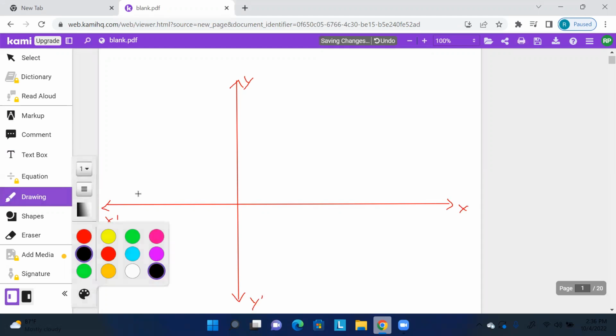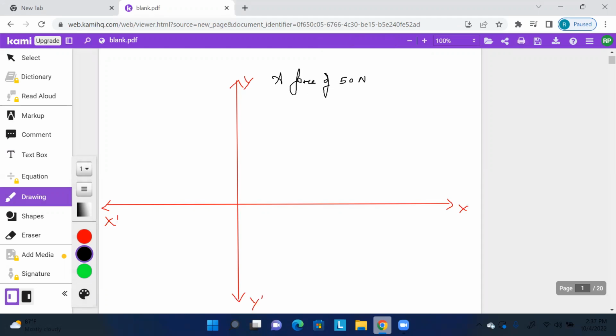Now, let us assume a force with a statement like: a force of 50 Newton acting at an angle of 30° with the horizontal. So this statement represents the nature of our force. So this represents the resultant force always.